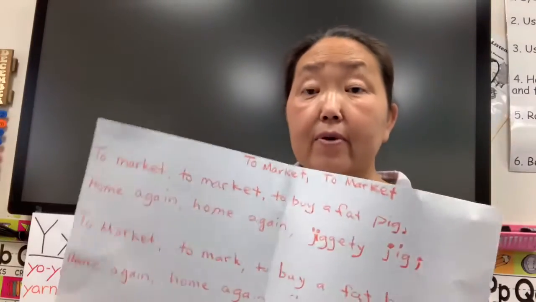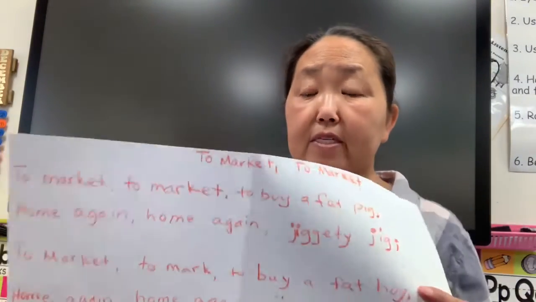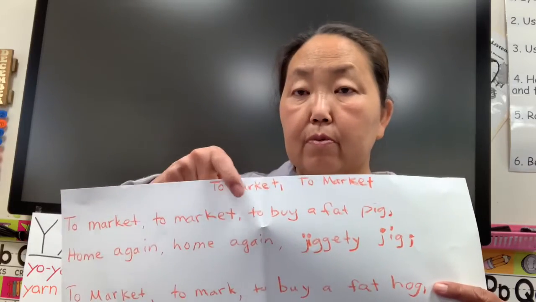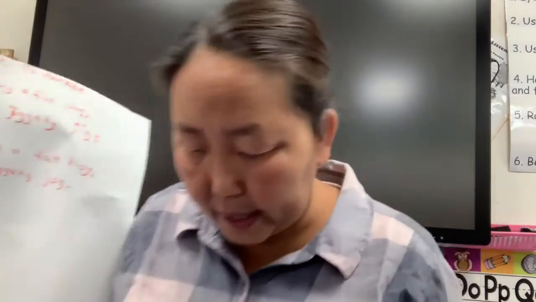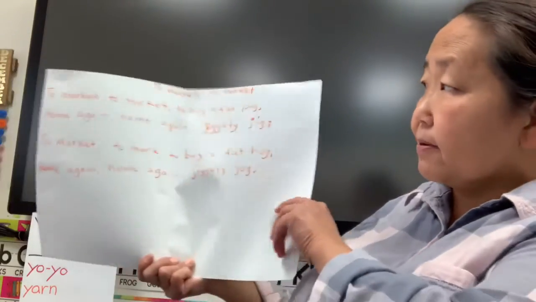Hi friends, today we're going to do a new rhyme. The rhyme is called To Market, okay? It's an old rhyme, so it goes like this.